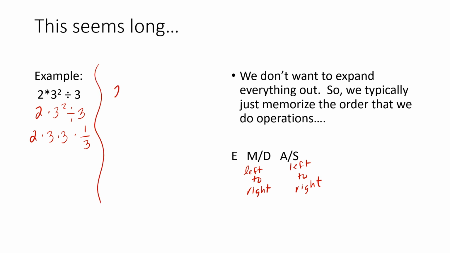So for this problem, we would start with the exponent, which is 3 squared or 9, and then we would go from left to right. 2 times 9 is 18. And 18 divided by 3 is 6.